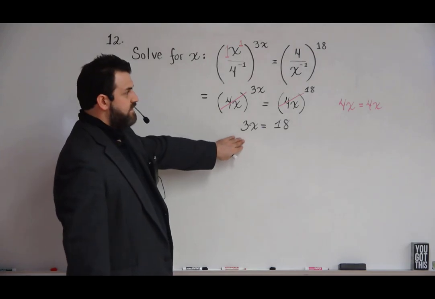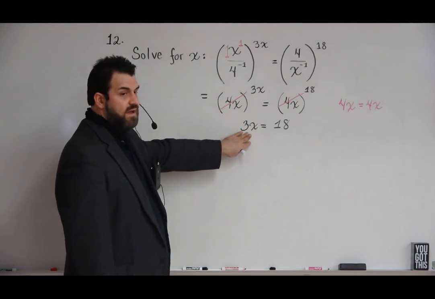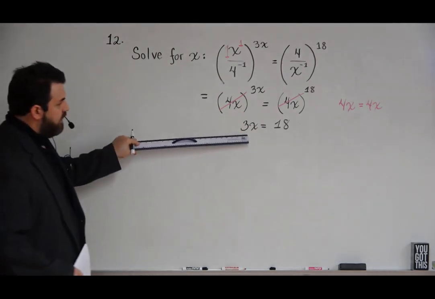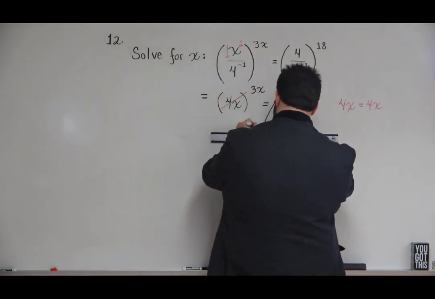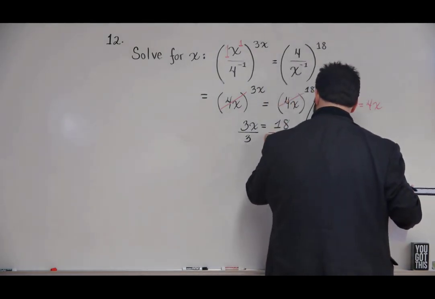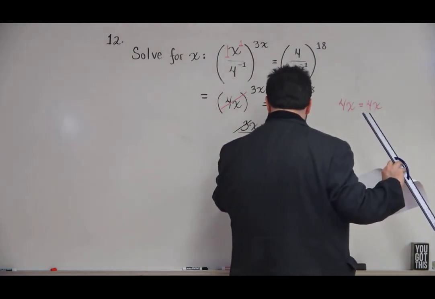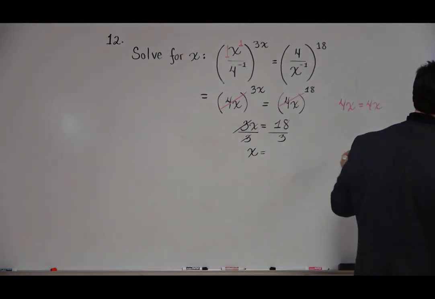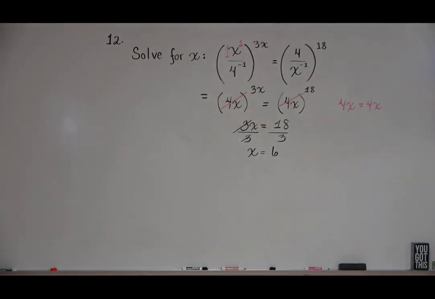Okay, so now in order to get x by itself, we just have to solve this single variable equation for x. And the way we do that is we divide both sides by the x coefficient. The x coefficient in this case is 3, so we're going to divide both sides by 3. These 3's cancel, and we have x equals 18 divided by 3. That's just a math fact. 18 divided by 3 is 6. So final answer, x equals 6.